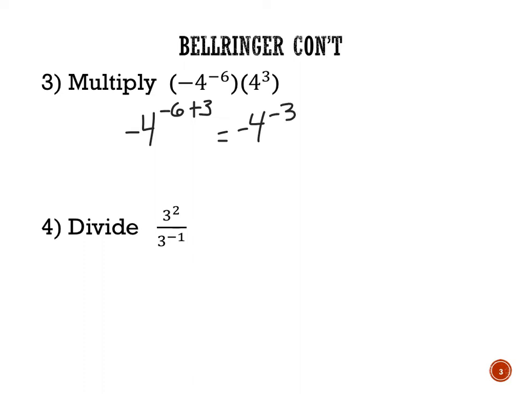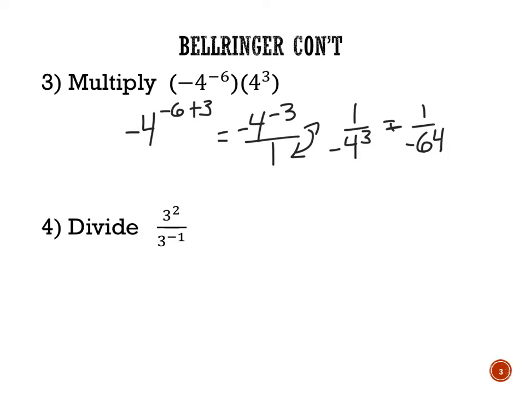We do not want a negative exponent, so I'm going to flip it to be 1 over negative 4 to the 3rd. And you can simplify that to be 1 over negative 64, because negative 4 raised to the 3rd power would be negative 64.